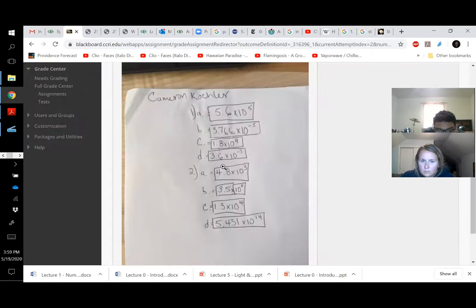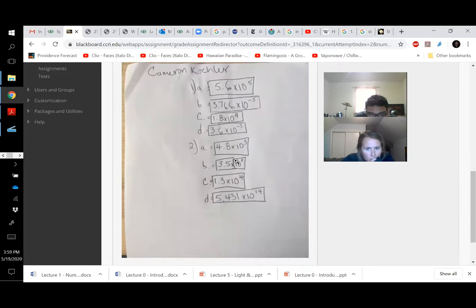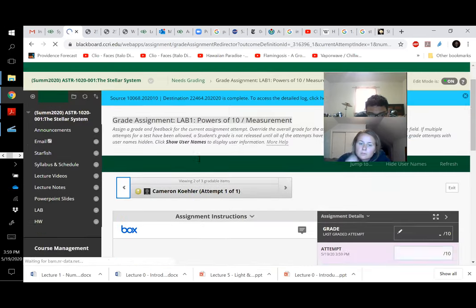Here's Cam's. Cam, if you're going to write this stuff out in the future, I want you to write out the problems so I can follow along. Cameron, in the interest of time, I'm going to let this slide today. But in the future, did you see how Evelyn wrote out the problems? That's what I want from you, buddy, okay?